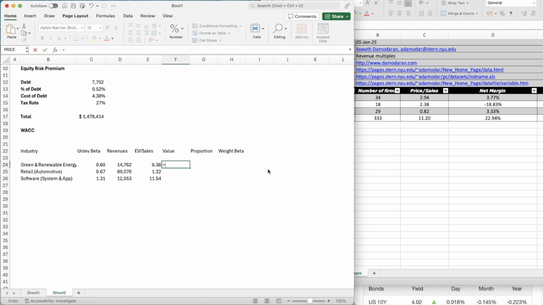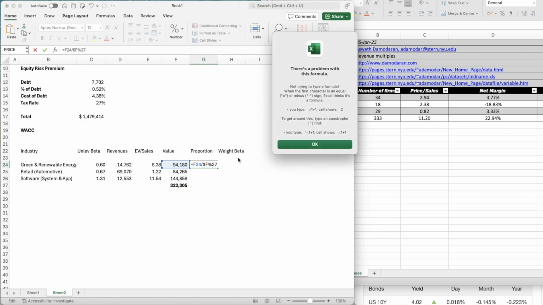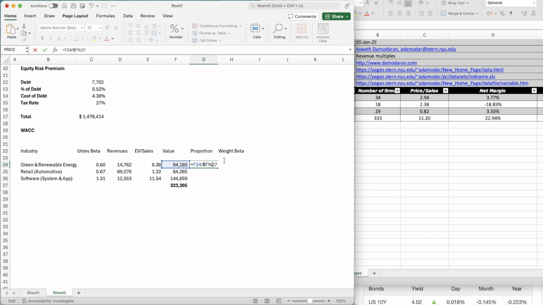The value of each of these segments are as follows. You do your revenues multiplied by your EV to sales. Just format it, then pull this down. We want to know what the total value is down here because we want the proportion. So you take the value of the segment divided by the total value. Lock it in. No. What am I doing? As so.